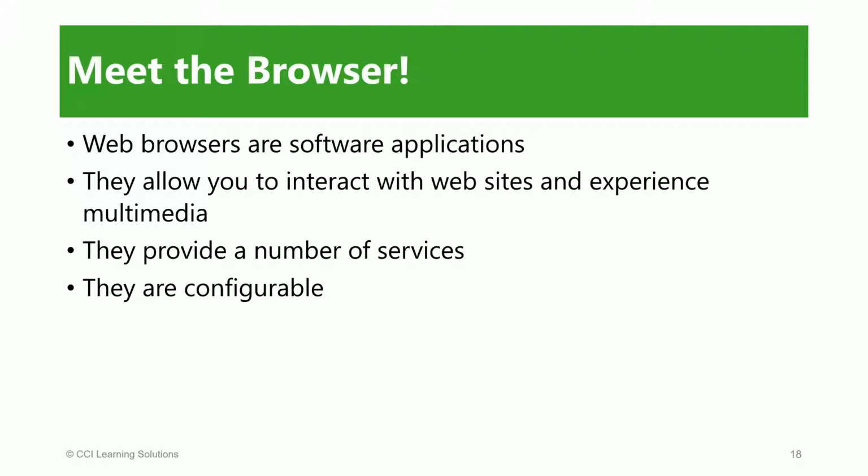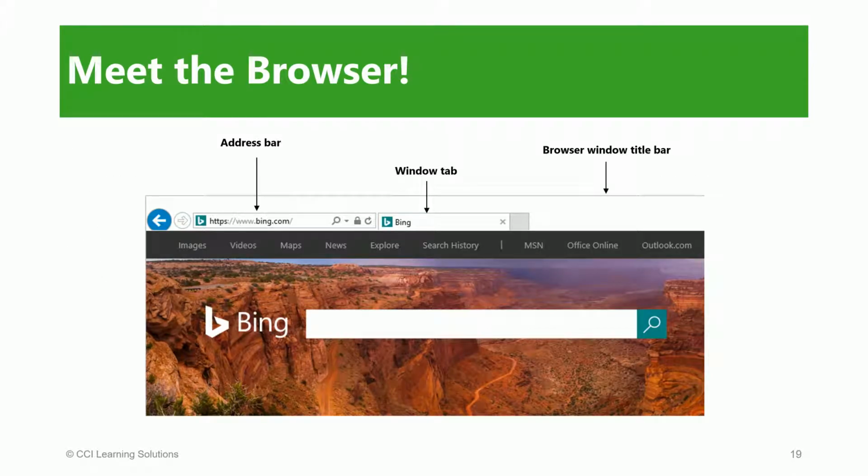Web browsers are software applications. They allow you to interact with the websites and experience multimedia. They provide a number of services. They are configurable. So here we have an example of a browser on the Bing website. We have our address bar, a window tab, and the browser window title bar.